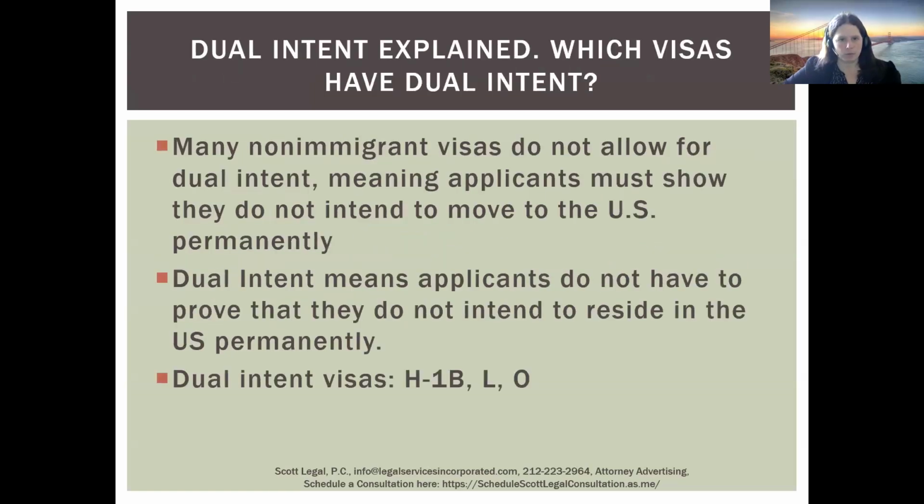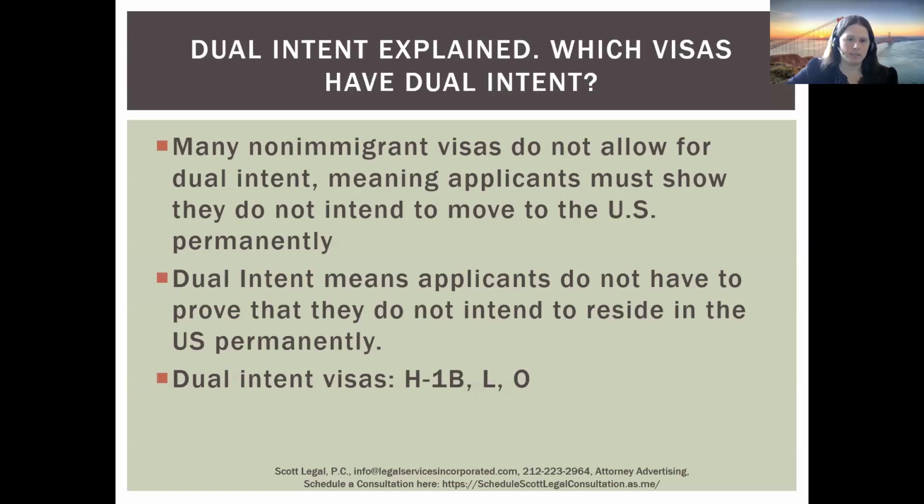All right, let's talk about dual intent. Whenever you're going through the green card process, you always want to be thinking about what visa you are on, what your ultimate goals are, how frequently you want to be in the U.S., and whether you are living and working in the U.S. There are many non-immigrant visas that do not allow for dual intent. That means that when you get that visa, you have to demonstrate to the officer that you do not intend to move to the U.S. permanently. Visas like the F-1 student visa and the TN work visa have relatively high standards for non-immigrant intent. You have to show that you have a residence abroad you do not intend to abandon.